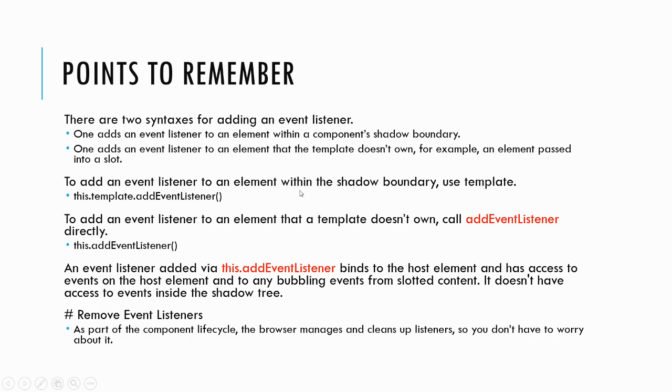So whenever the component is in the shadow boundary, we have to use this.template.addEventListener. And whenever it is not in the shadow boundary, or the component doesn't own the other component, we have to use this.addEventListener. An event listener added via this.addEventListener binds to the host. Since it is not in the shadow boundary, it binds to the host element, which is the normal DOM element. That's how bubbling and all those concepts work, because it is not in the shadow boundary. Since it attaches to the host element, it simply follows the concepts of bubbling and everything.